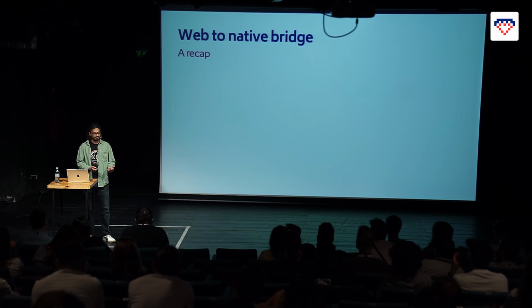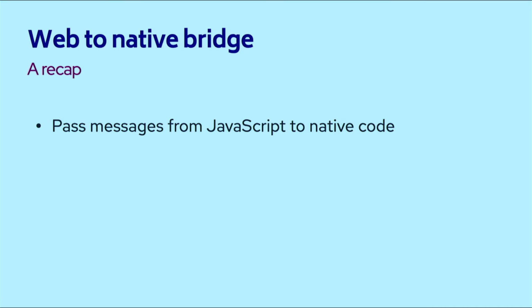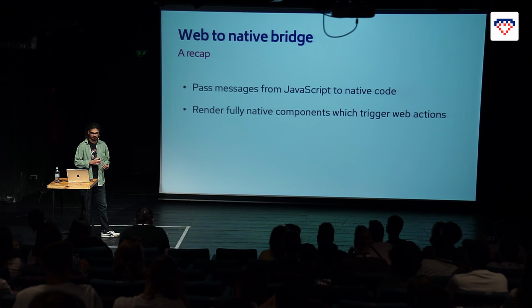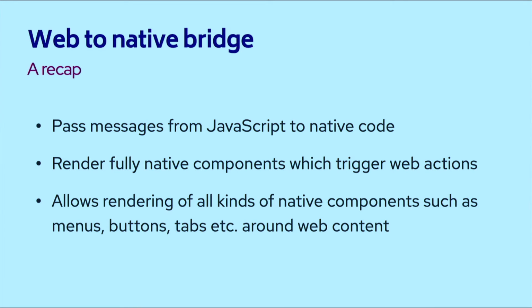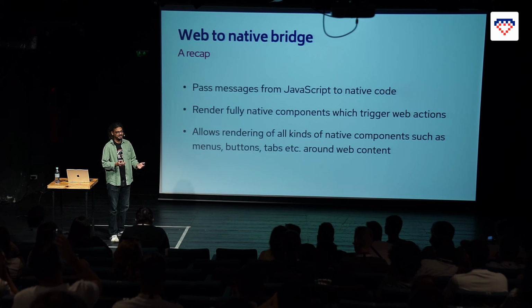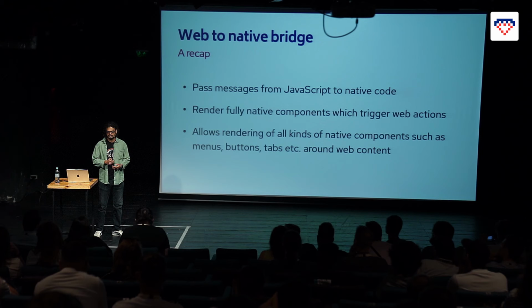So let's just recap what the web to native bridge is. You can pass messages from JavaScript to native code and vice versa. You can render fully native components which trigger web actions. Basically, you're not limited to buttons or anything like that. You can do whatever you want. You can dream it, you can build it, because it's just a generic message passing bridge. You can do with it whatever you want.